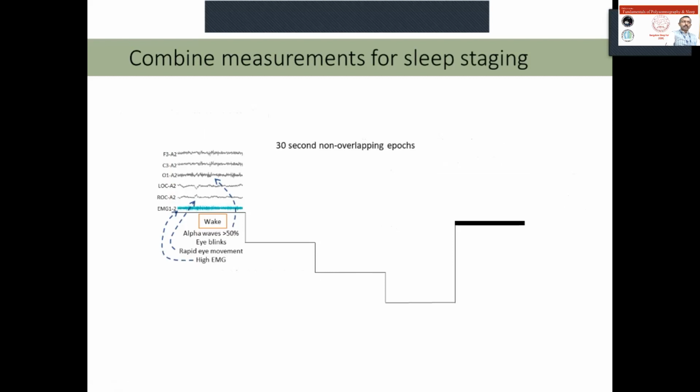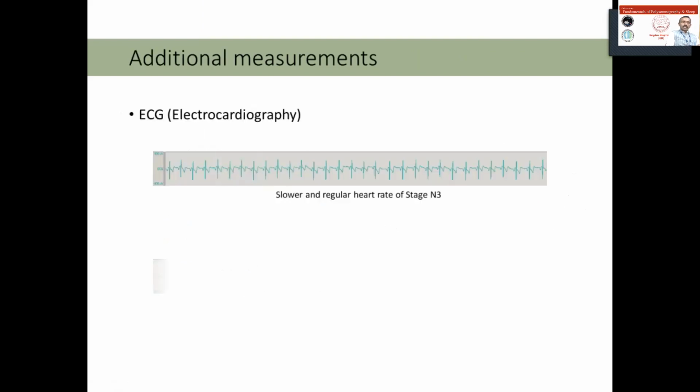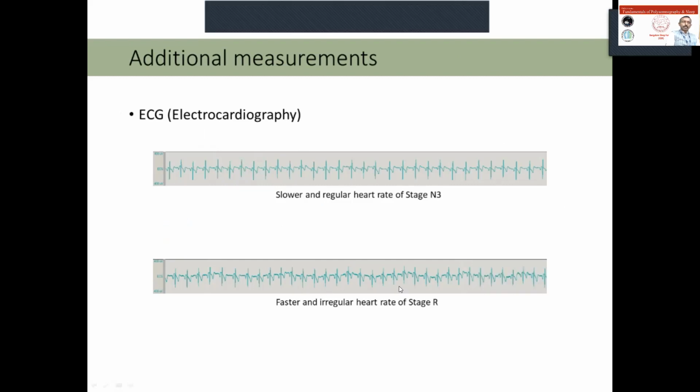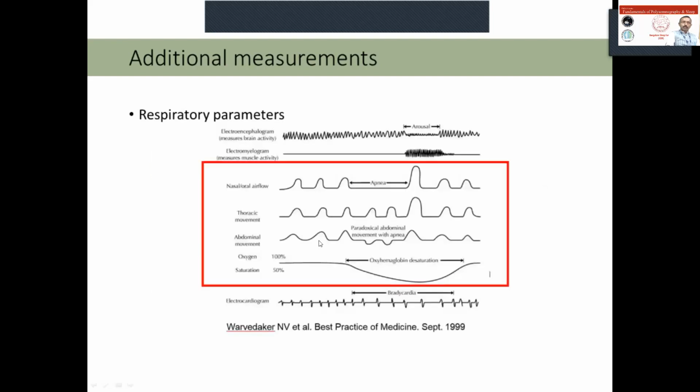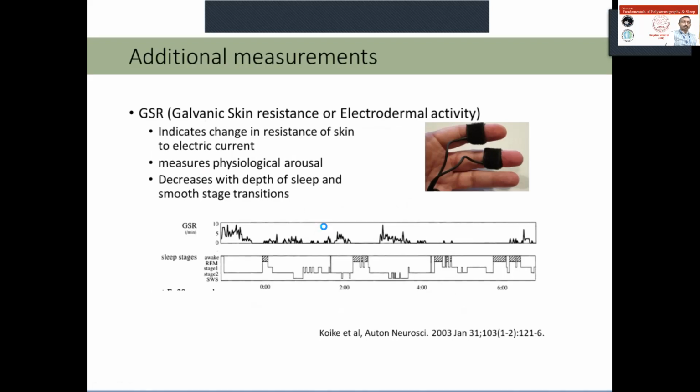Now, based on all this information, you will have a pattern specific for wake, for N1, N2, N3, and finally REM. So these will be covered later, so I'll not go into details much. You can also measure ECG, and there are patterns like irregular heart activities that can be seen during REM. You can look for respiratory parameters, where the breathing stop period, like apnea, can be measured. Even some people, for studying emotional surges or activities during sleep, study GSR activities or even autonomic response.